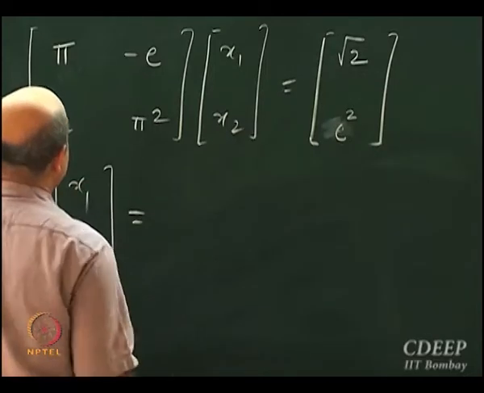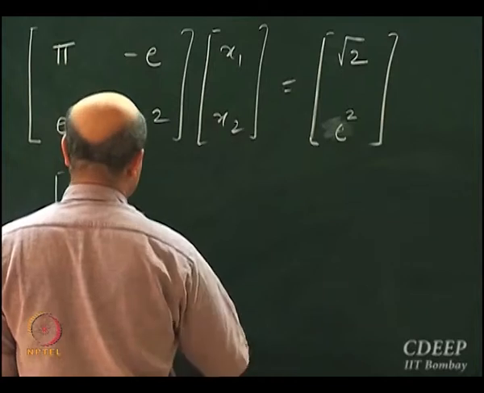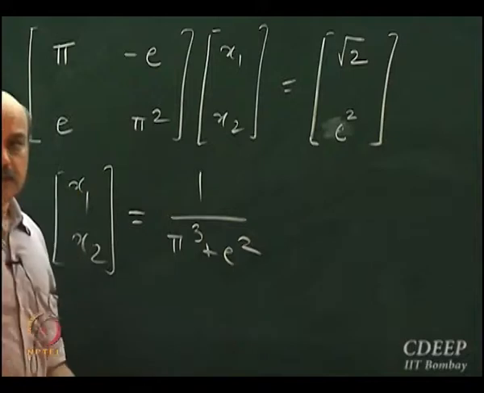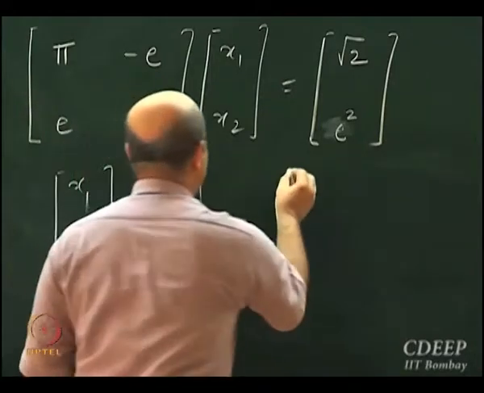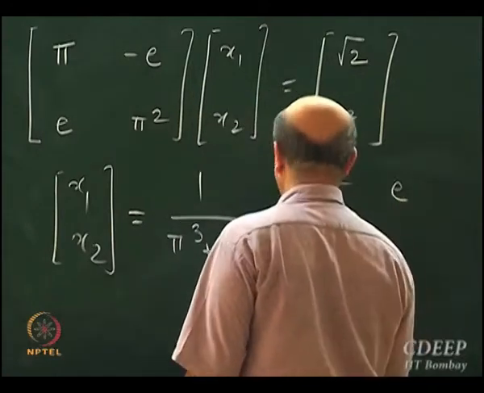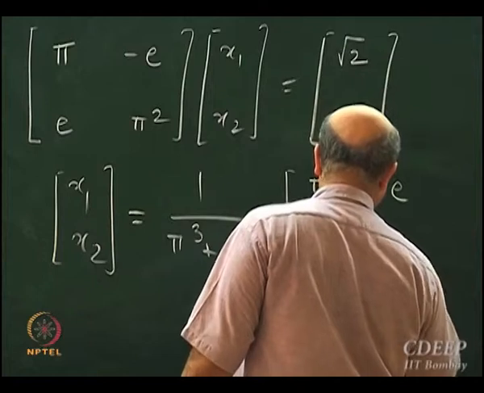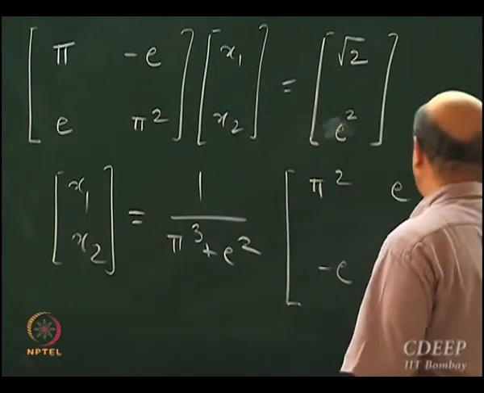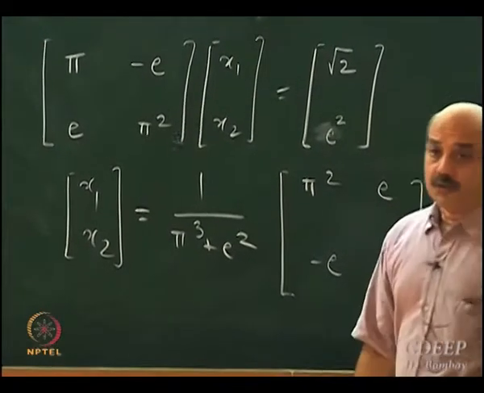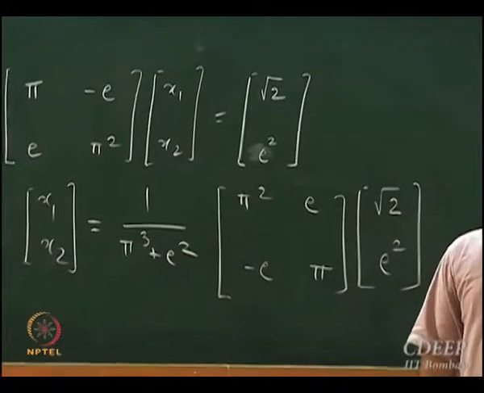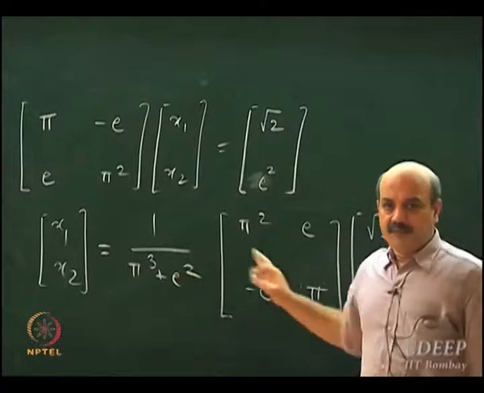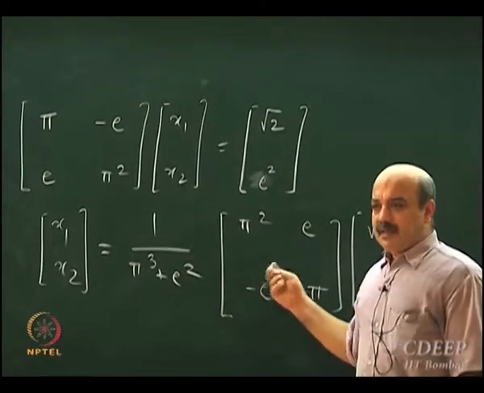x1, x2. Can you tell me what is the determinant of this? 1 upon pi cube plus e square, right? And what is the cofactor? Pi square e, minus e pi, into root 2 e square, right? Is it correct? This is the inverse matrix.